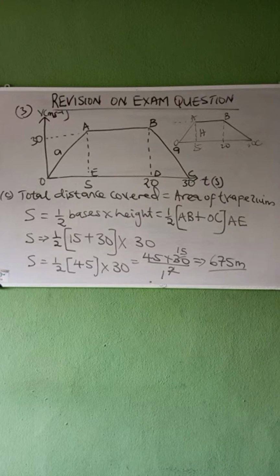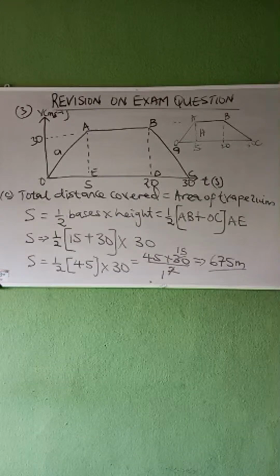Half. That is the formula of area of a trapezium, okay? We use the area of a trapezium to find the total distance traveled in velocity time graph. That is the formula, half base times height. But in mathematics, we normally use half A plus B, sorry, times height. But in physics, we use half AB plus OC multiplied by height.